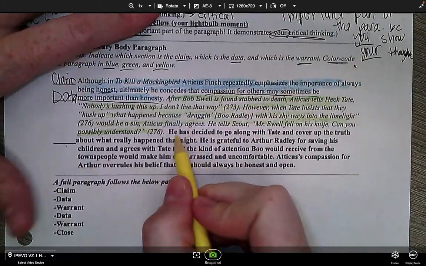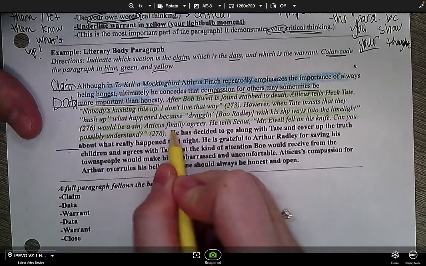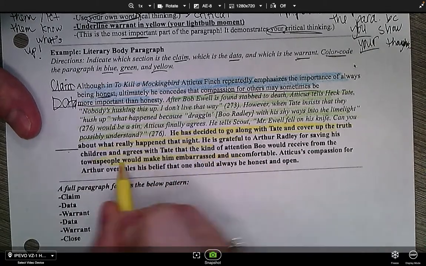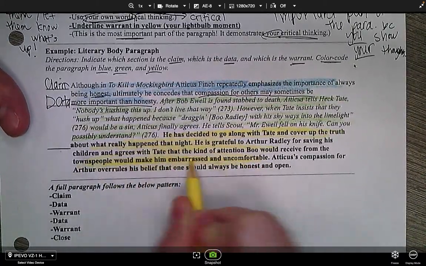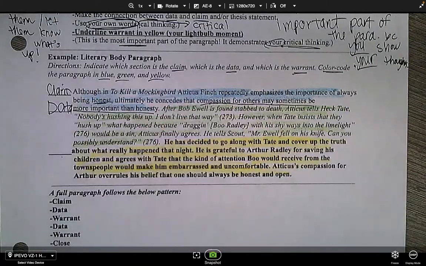All right. And lastly, obviously, this is the yellow. Our light bulb moment. This is our warrant.